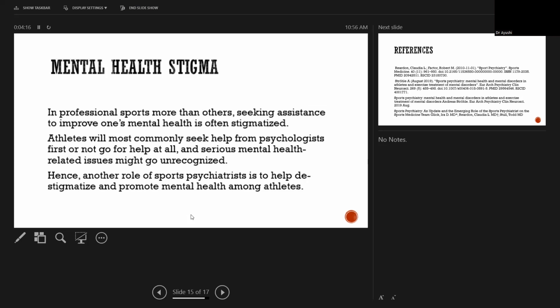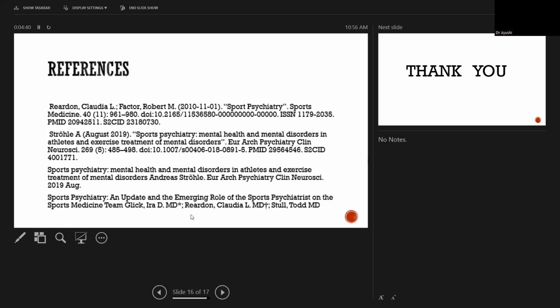Mental health stigma. In professional sports, more than in others, seeking assistance to improve one's mental health is often stigmatized. Athletes will most commonly seek help from psychologists first or not go to get help at all, and serious mental health related issues might go unrecognized. Hence, another role for sports psychiatrists is to help destigmatize and promote mental health among athletes. So these are my references.